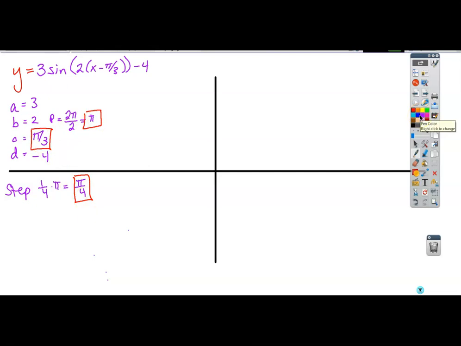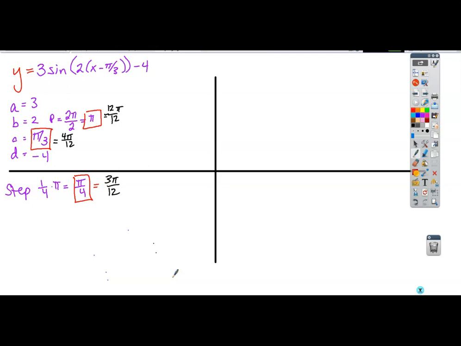So let's see. If I have fourths and thirds, the easiest number that they both go into is twelfths. So I'm going to put all these guys into twelfths. So multiply by 3 on top and bottom. So each step will be 3 pi over 12. The shift will be 4 pi over 12, and the period will be 12 pi over 12. So see, I just changed each of those into twelfths. It makes it much easier. So now each of my little tick marks is going to be a pi over 2.